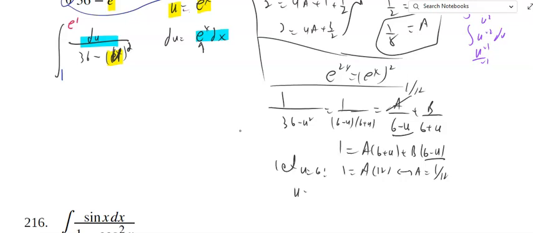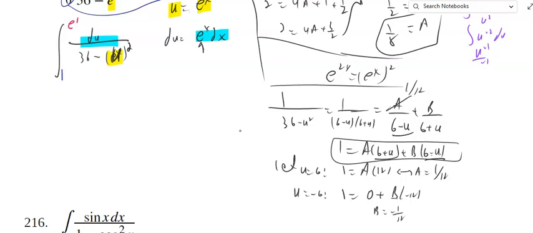And let u equal negative 6. We're looking at 1 equal a negative 6 there, that's a 0. Negative 6 minus 6 is negative 12, which means b is negative 1 over 12.